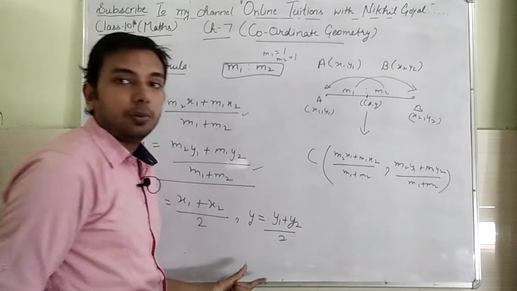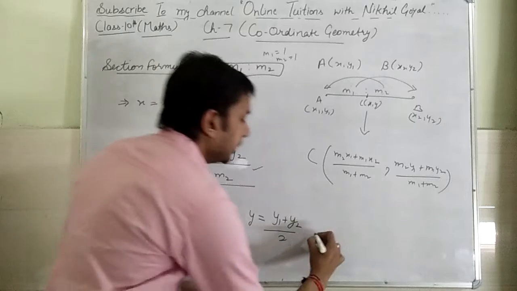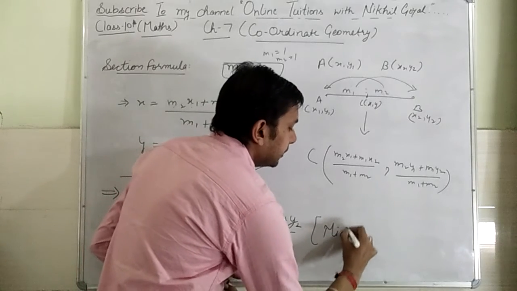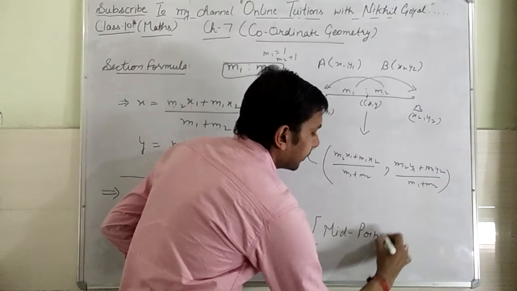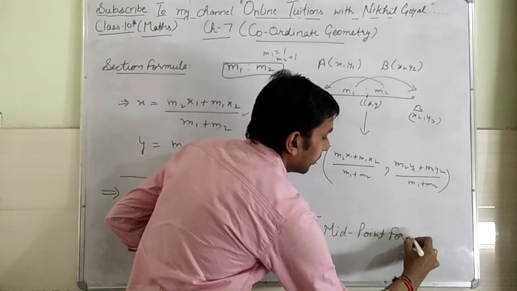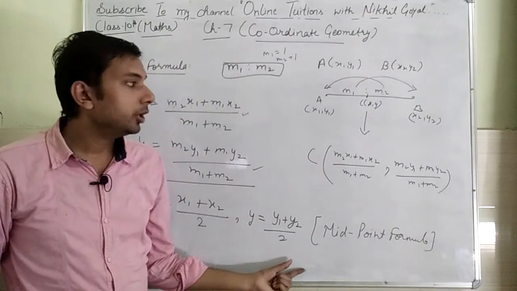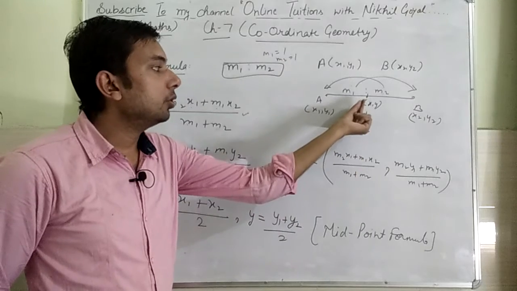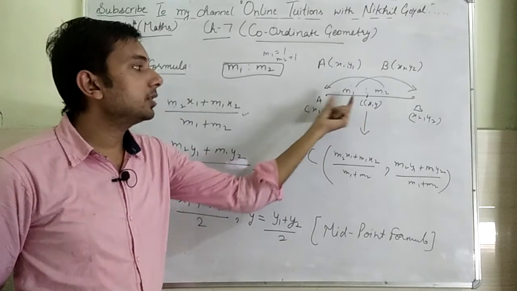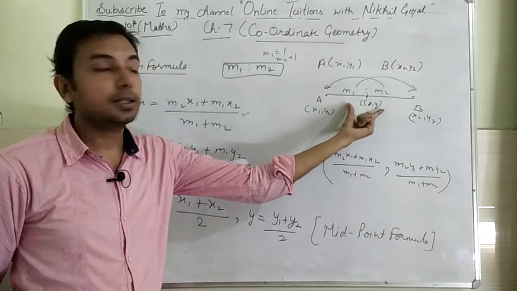This modified form of the section formula is used as the midpoint formula. This form is known as the midpoint formula for finding the midpoint, because this is the point which divides the given line segment into two equal parts.